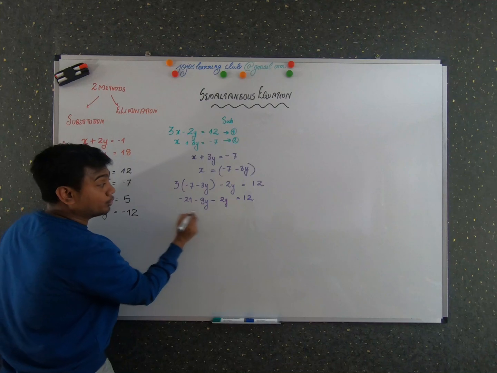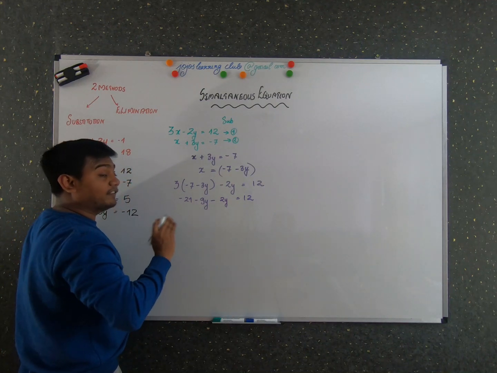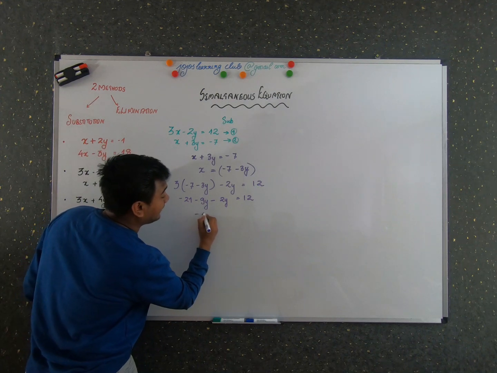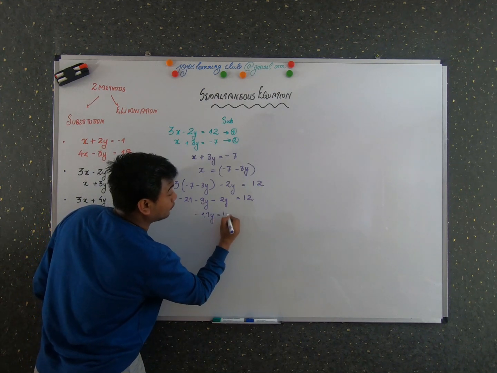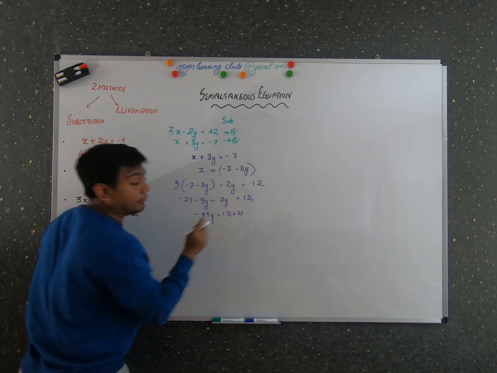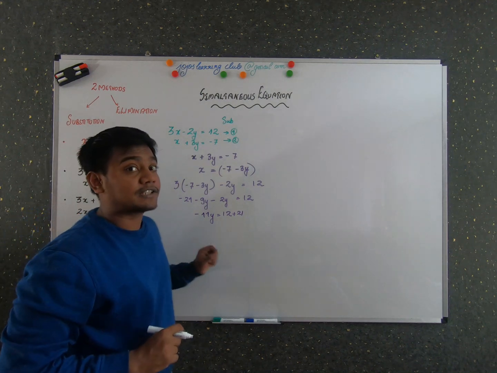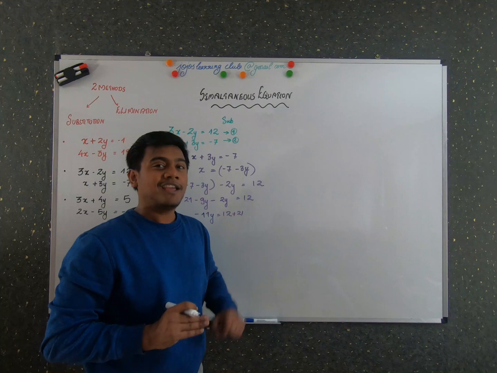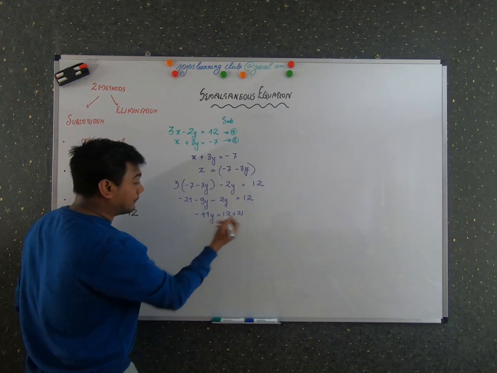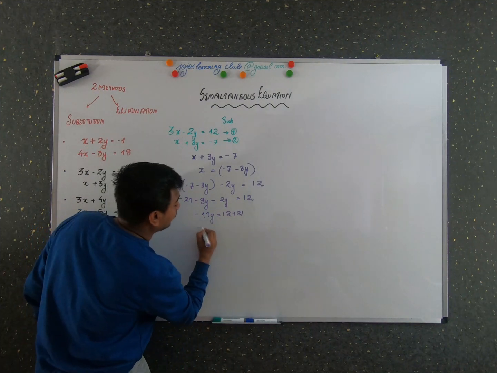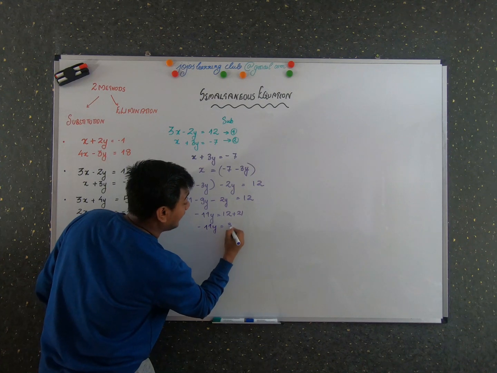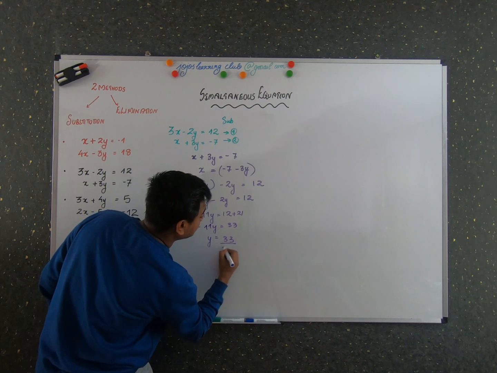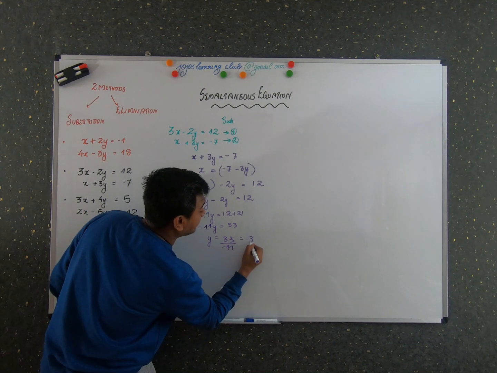So what are you going to do? You are going to group together the variables on one side and the constants on the other side. So minus 11y is equal to 12 plus 21. Remember, there is always a change of sign when you move the variables or constants from one side of the equation to the other side. So minus 11y is equal to 33, and from that you can easily find the value of y. y is equal to 33 by minus 11, which is minus 3.